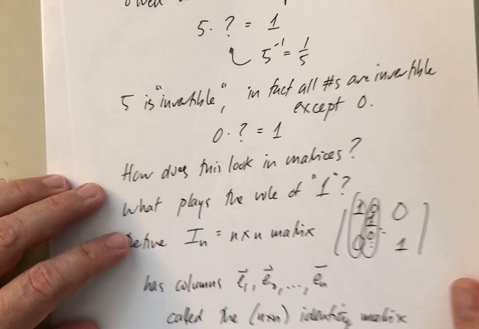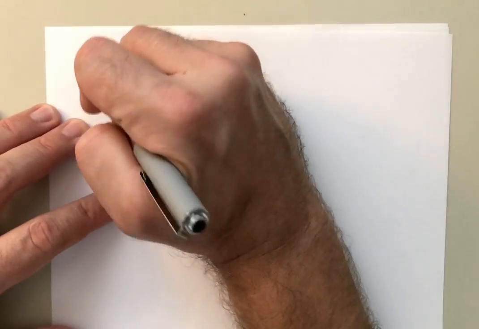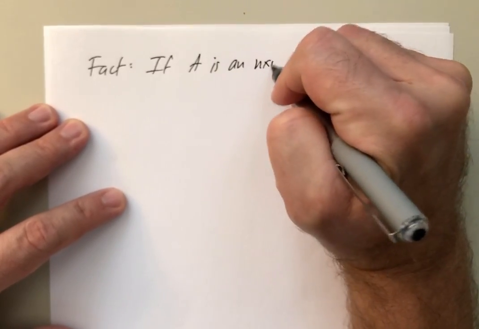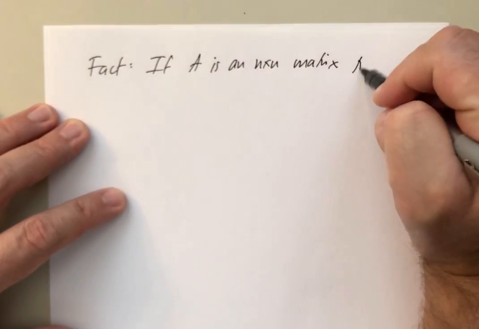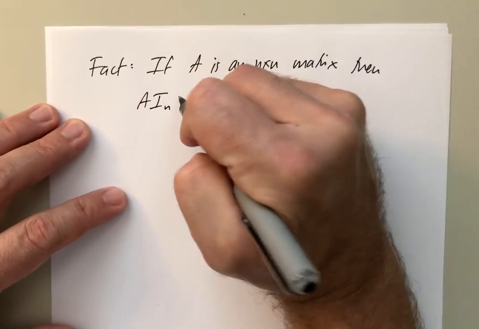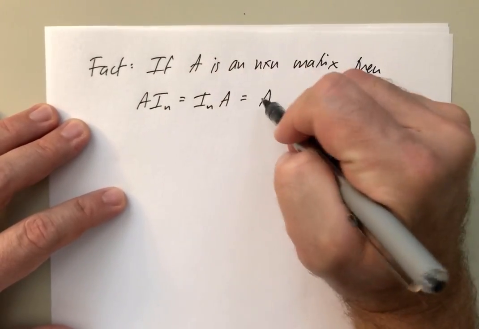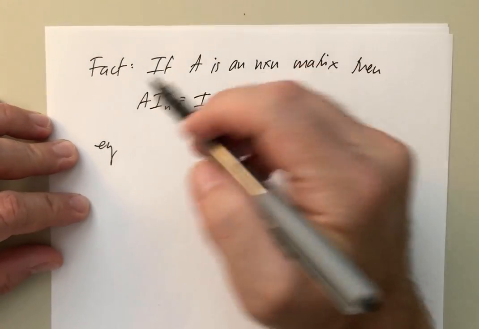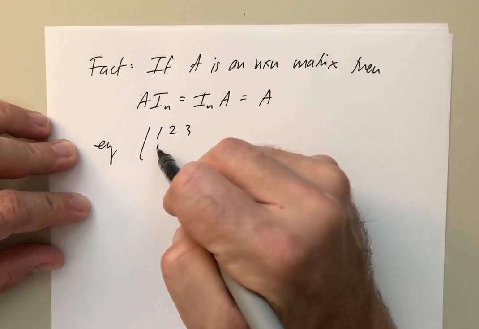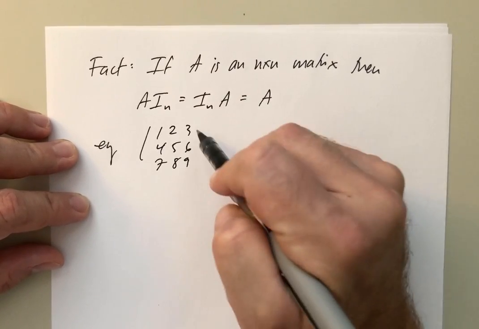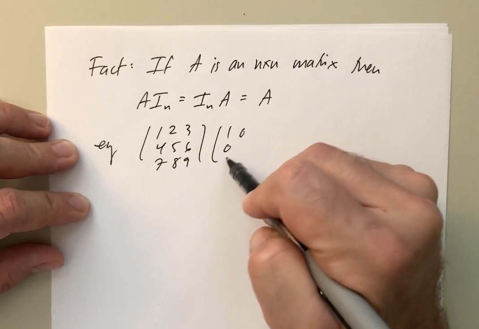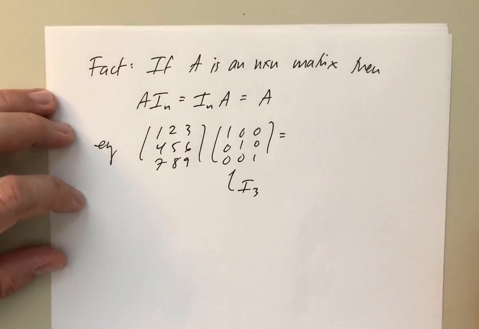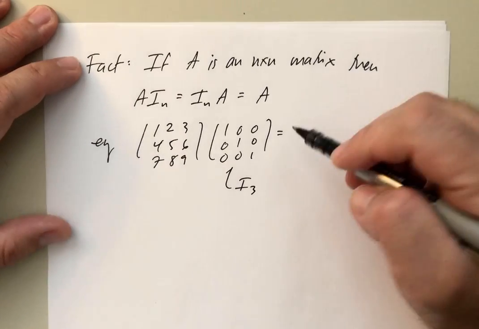And why is it called the identity matrix? Well, the fact is that if A is any n by n matrix, then A times I_n is the same as I_n times A, which is A. I'll let you prove that in general, but just for example, take the matrix 1, 2, 3, 4, 5, 6, 7, 8, 9 times I_3, which is 1, 0, 0, 0, 1, 0, 0, 0, 1. Then what do you get? Well, you get a 3 by 3, because I've taken 3 by 3 times 3 by 3.